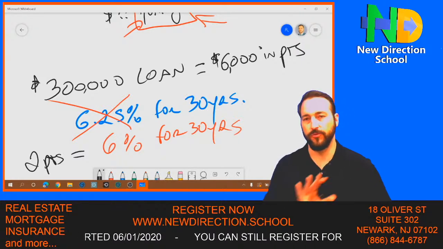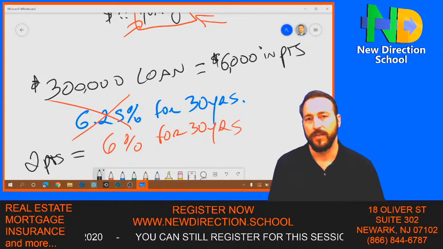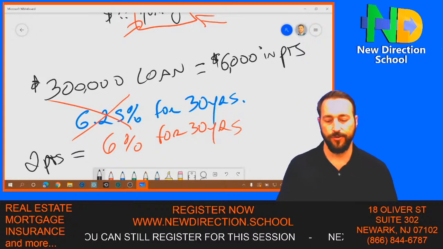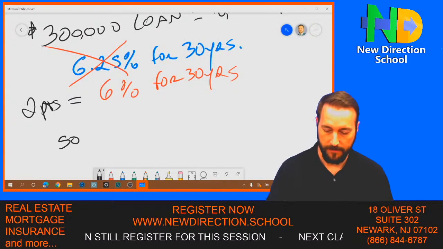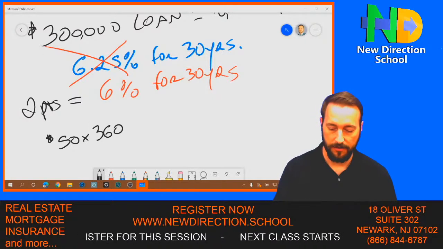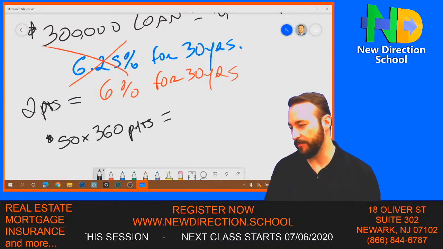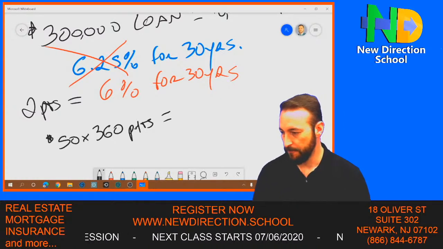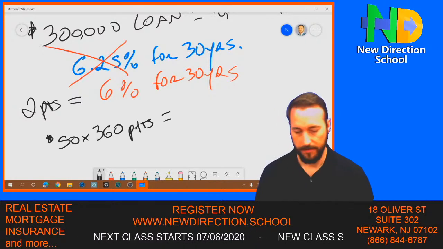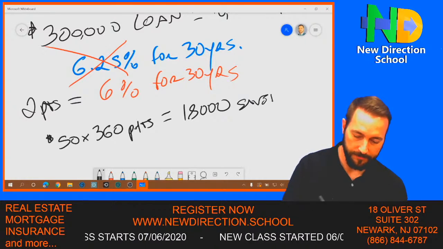0.25% could mean, I'm not doing the calculation, you guys don't have to do it right now, but it could mean a difference of $50 a month, as an example. In a 30-year loan, we're looking at 360 payments. I'm not saying it's 50, it might be more, it might be less, I'm not sure. But let's say it's $50 times 360 payments. This equals $18,000 saved over time.